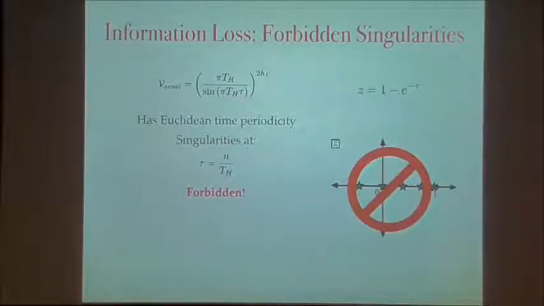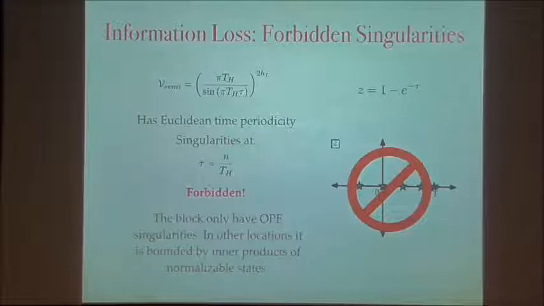So this is our second sharp signature of information loss that basically puts the thermal physics of a black hole against the unitarity property of the CFT. This is just more explanation for why the conformal block should not have other singularities, because at any other point away from the OPE singularity, you can write the conformal block as a product of amplitudes of normalizable states. So they simply cannot diverge.